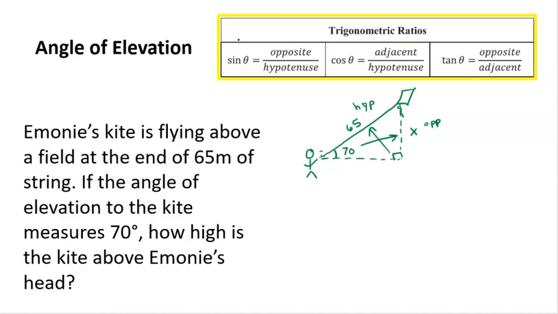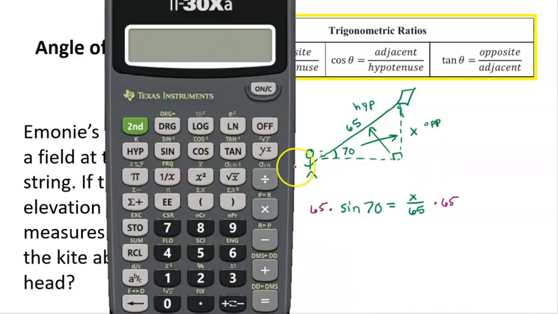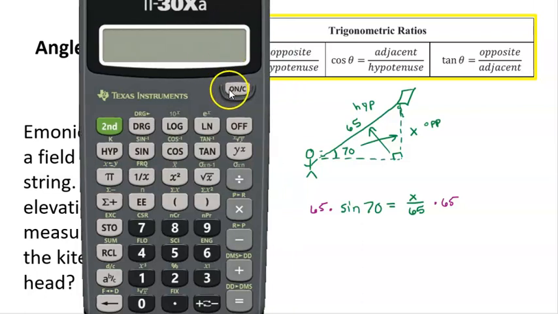And so which one uses opposite and hypotenuse? It's going to be sine 70 equals opposite over hypotenuse. And then from here, we know that we're going to multiply both sides by 65. And then we can put this into our calculator, turn it on, clear it out, 65 times, and then make sure you put 70 first, and then hit sine, and then equals. And so that's going to be 61.